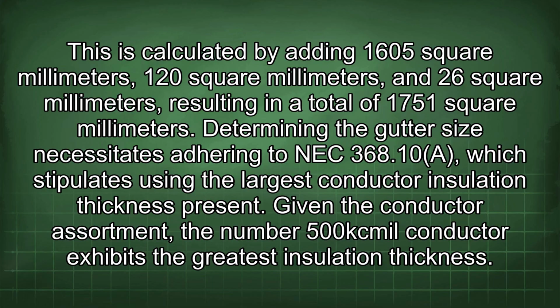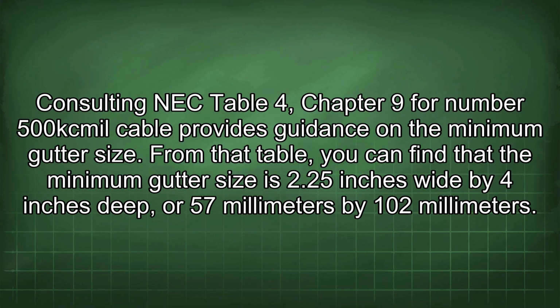Given the conductor assortment, the number 500 mil conductor exhibits the greatest insulation thickness. Consulting NEC Table 4, Chapter 9 for number 500 mil cable provides guidance on the minimum gutter size. From that table, you can find that the minimum gutter size is 2.25 inches wide by 4 inches deep, or 57 mm by 102 mm.